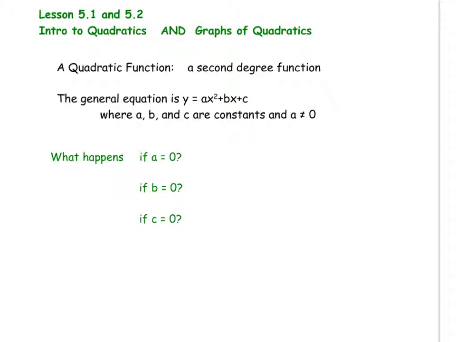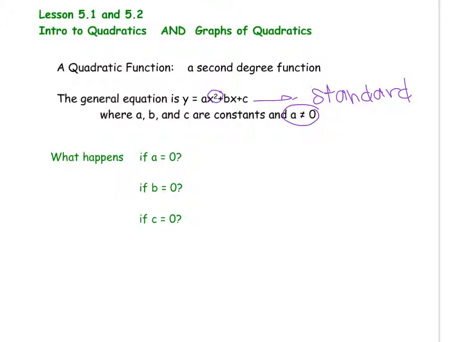So a quadratic function is just a second degree function. Remember we talked about types of functions previously, and that second degree is just pointing out to you that the largest exponent is 2. The general equation is y equals ax squared plus bx plus c, where a, b, and c are constants and a is not 0. We also call this standard form of a quadratic. There are two other forms, vertex form, which we're going to talk about in this lesson, and also intercept form.